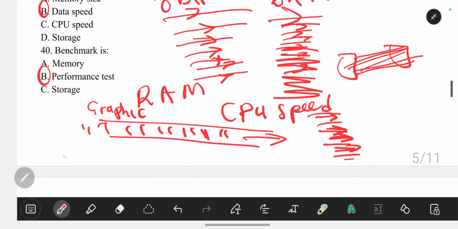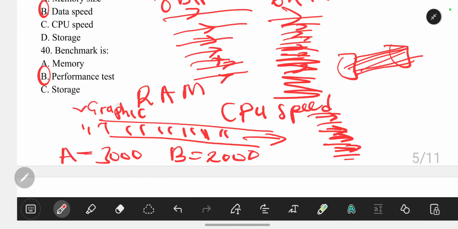Under this one, you might find that computer A scores something like 3000, then computer B maybe scores about 2000. That means computer A is better than computer B.